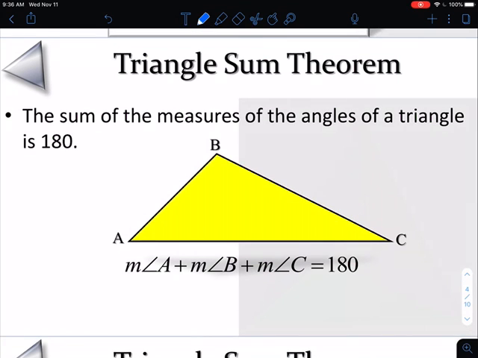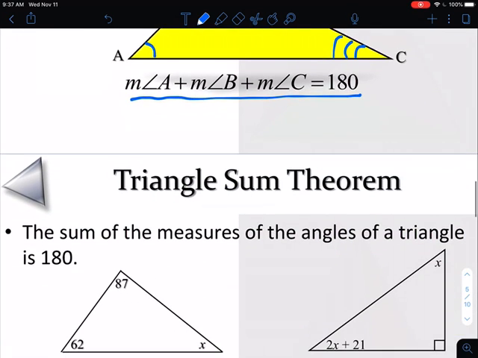Now for the interior, there's a really important property. This is something we use not only in this chapter, but pretty much every chapter from here on out. Whenever we have a triangle, the 3 angles in that triangle always have to add up to 180 total degrees. So this statement down here says that the measure of angle A plus the measure of angle B plus the measure of angle C has to equal 180. Every time you see a triangle, those angles on the inside are going to have to add up to that 180 degrees.